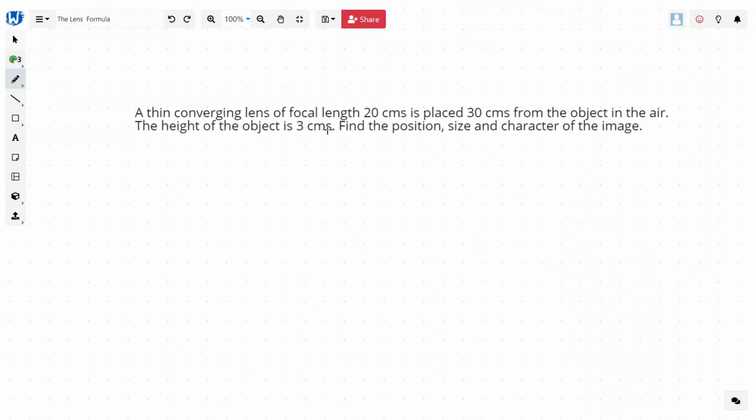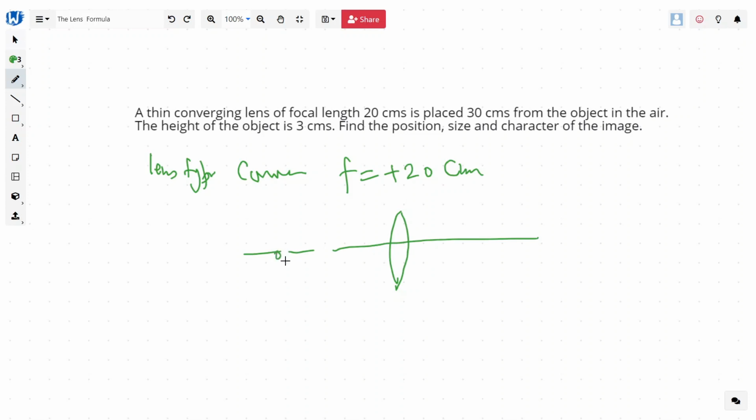a thin converging lens of focal length 20 centimeter, right? So the lens type is converging, and the focal length for a converging lens is positive, so it is 20 centimeters. It is placed 30 centimeter from the object in the air, right? So let's draw the diagram. Here we have the lens, and I will put the object on the left hand side, placed at 30 centimeter.